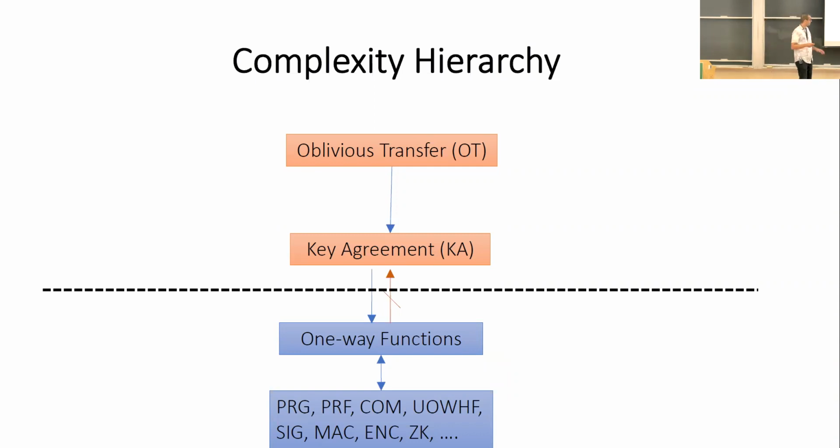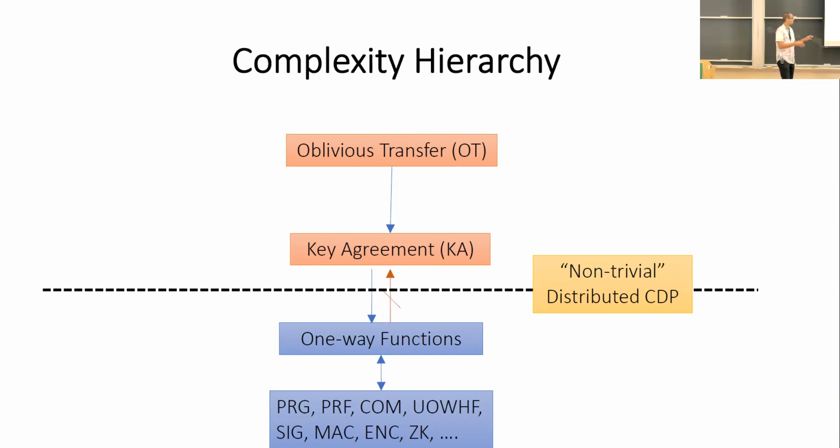In the lower part, the secret key world, the most fundamental primitive is a one-way function. And we know that it's equivalent to many other primitives, like pseudo-random generators, pseudo-random functions, commitments, and other things. In the public key crypto world, much less is known. The most basic primitives are key agreement and, above it, oblivious transfer.